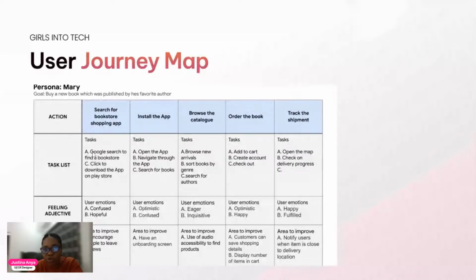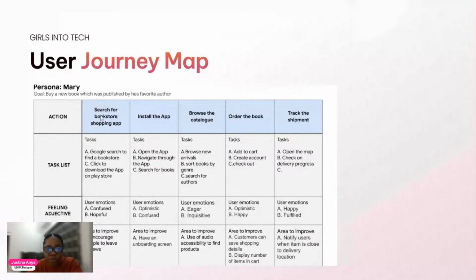While taking this action of searching for a bookstore shopping app, she will search for the app and then she will download it. So how does she feel doing this? I'm just trying to explain that these are the things that will be contained in your user journey map: your action, task list, feeling, and improvement opportunities. These are the four things that should be contained in your user journey map.